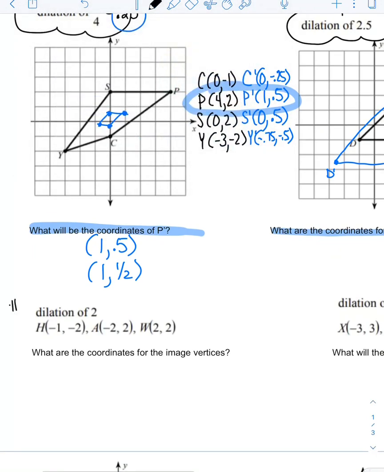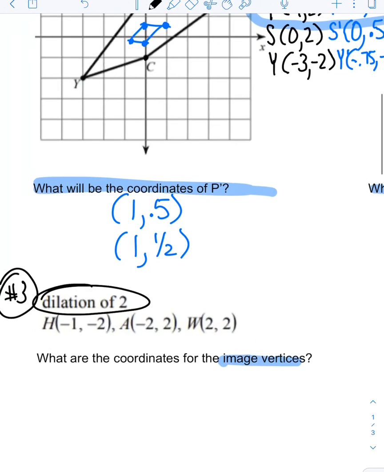Number 3 says we're going to dilate by a scale factor of 2. And what are the image vertices? So it's nice that we don't have to read these points. We just multiply everything by 2. So let's do that. For H prime, I'm going to get -2, -4. Just multiply everything by 2. That's what the rule says.